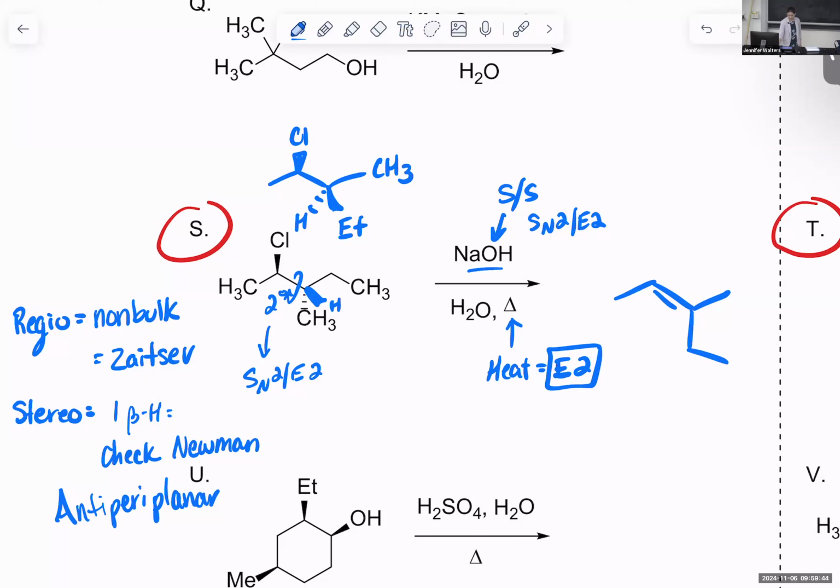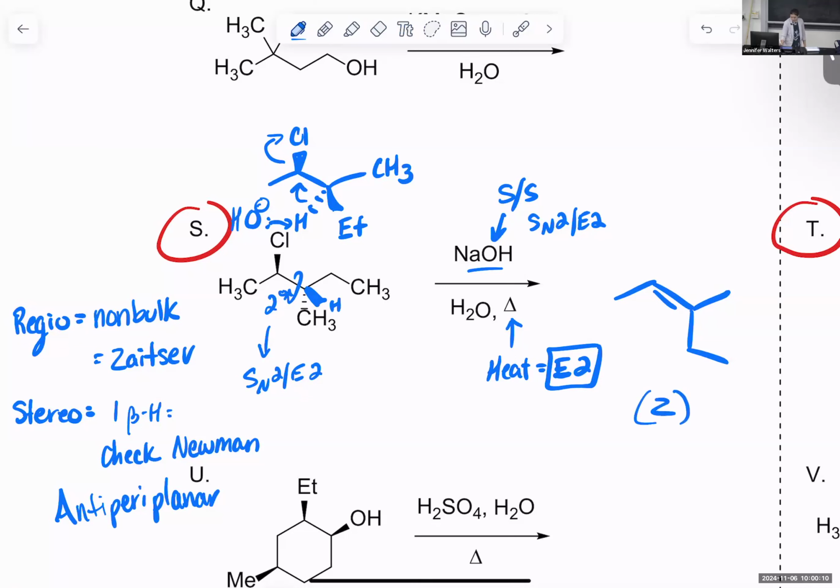So then that's going to be my product. So it's OH minus, comes in, takes that hydrogen, you make your double bond, and you kick out your leaving group. But the challenge here was to make sure you recognize that it had to be antiperiplanar. Cool. So that made the Z alkene.